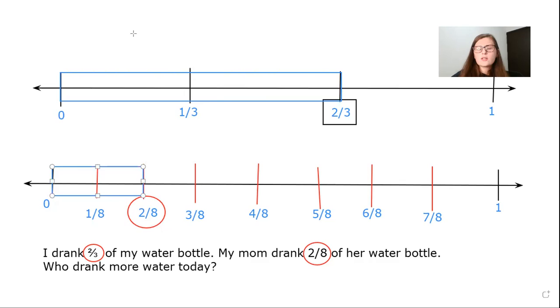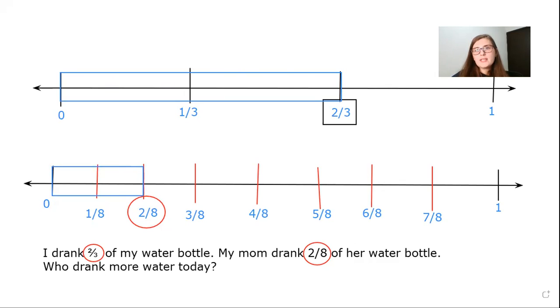So in this case, which one is closer to the whole? Which one is more of the whole? Even though they're both 2 parts, the 2/8 is a much smaller part of the whole than 2/3. So here we can conclude that I drank more water out of my water bottle with my 2/3 than my mom.